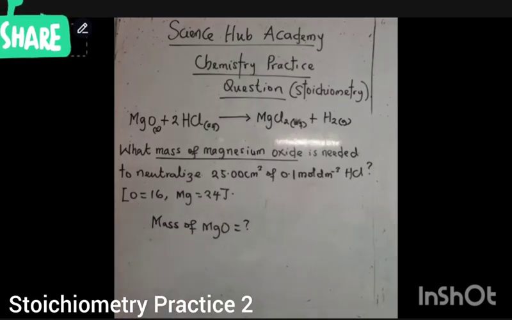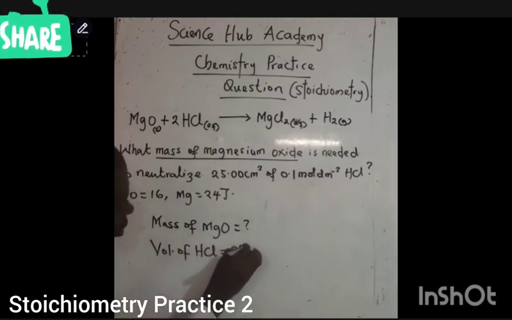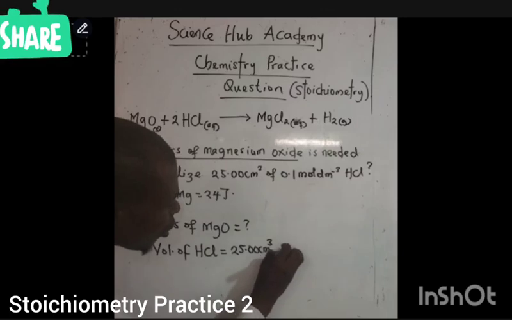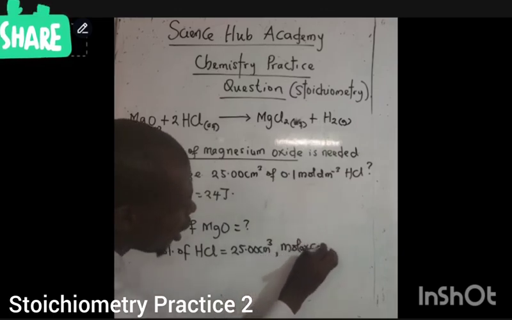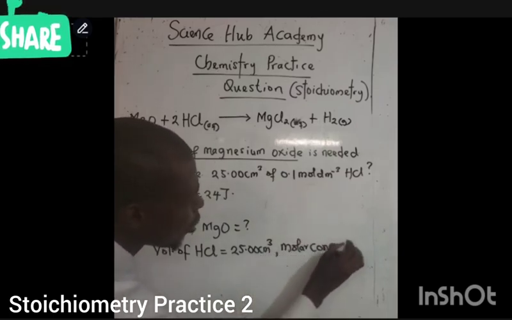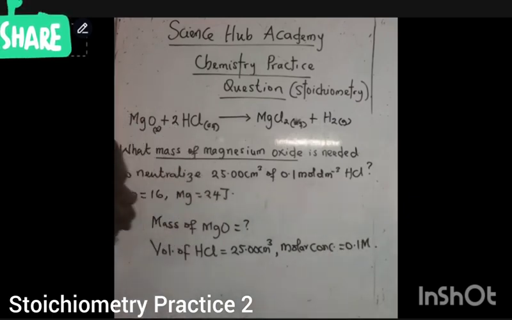But what are the parameters given? We are given 25 cm³ of 0.1 mole per dm³ HCl. So we have the volume of HCl given as 25 cm³. We are also given the molar concentration of HCl. So the molar concentration of HCl was given as 0.1 mole per dm³ or molar. So for us to solve, there is a need for us to estimate mole so that we can do the comparison.